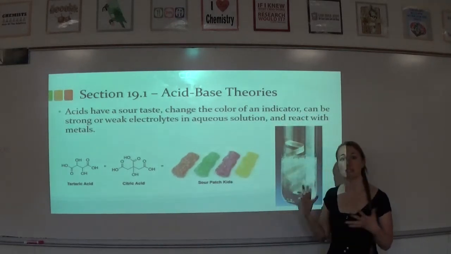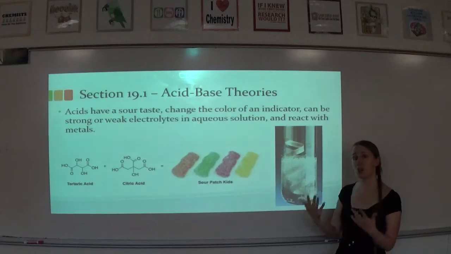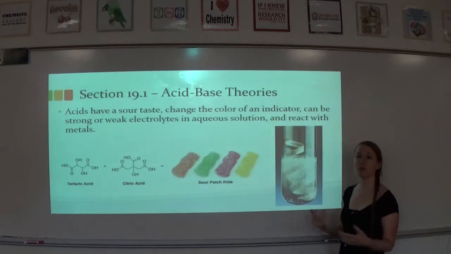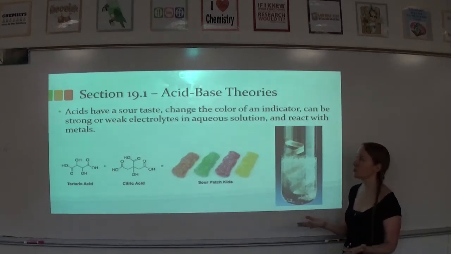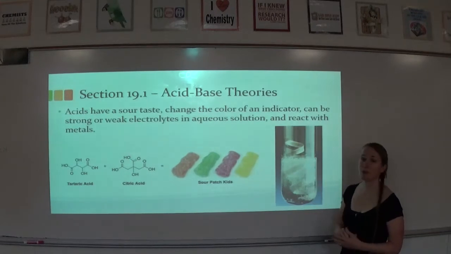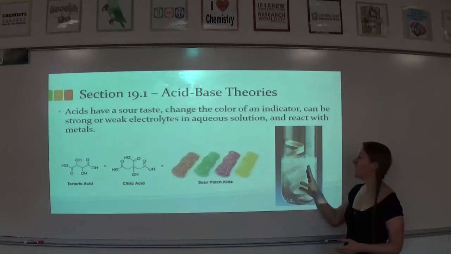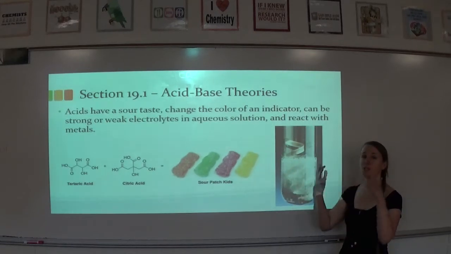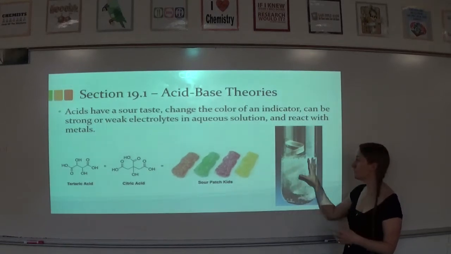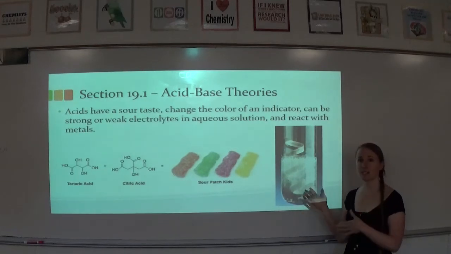They can be strong or weak electrolytes. Remember, electrolytes conduct electricity. So acids can be strong electrolytes, which conduct really well, or weak, which conduct poorly, but will conduct a little bit. And then they react with metals. Depending on the concentration of the acid and which metal you dip into it, some acids will completely corrode and eat away a metal. So the metal will dissolve into ions inside of the acid.